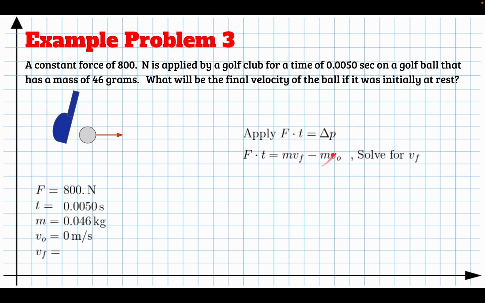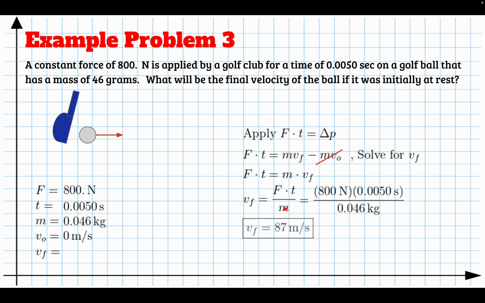So first of all, since the initial velocity is 0, that term gets clobbered. And then to get v by itself, I can divide both sides by m. And it looks like that. The final velocity is F times t divided by m. I can plug in my numbers, and I can get 87 meters per second. So the final velocity of the ball would be 87 meters per second.